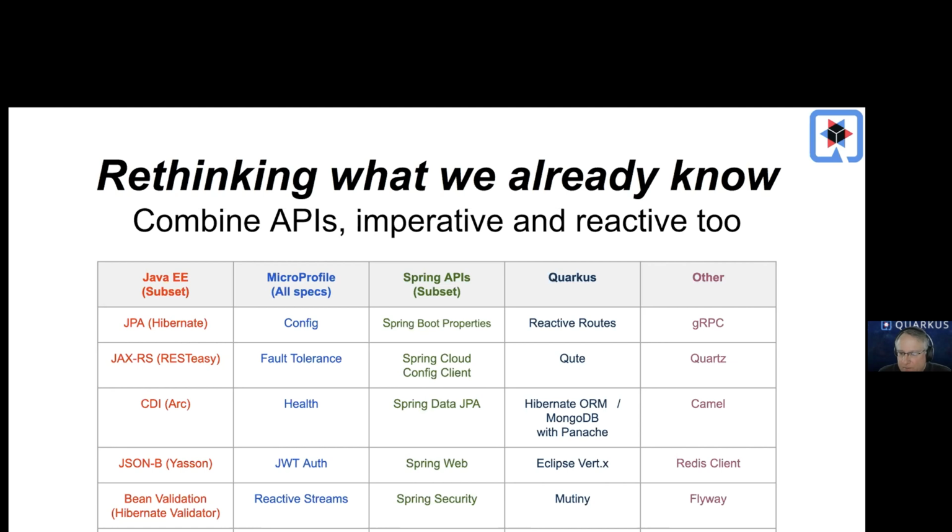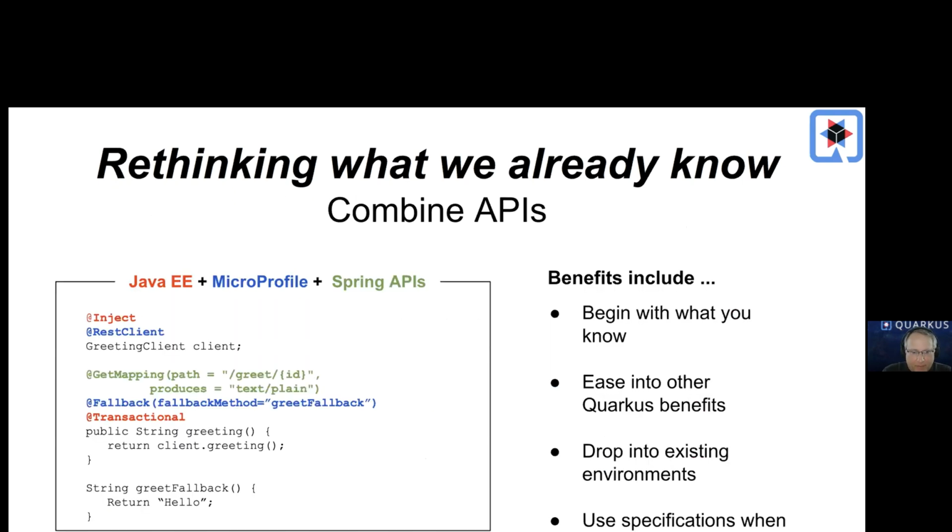And there are other frameworks that Quarkus supports that don't necessarily fit any of these topics. They're just generic frameworks out there, and you can see them listed here: Quartz, gRPC, and I've already talked about some other ones. Okay, so what's really neat is that you can combine all of these things. You can combine Java EE with MicroProfile with Spring APIs, all in the same application, or as you can see here, even in the same Java class.